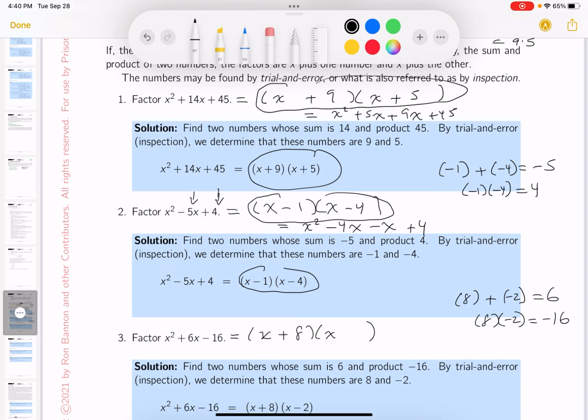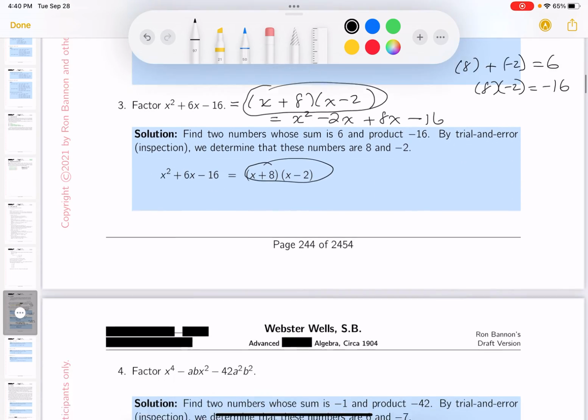x plus 8 and minus 2. I still want to recommend you check it. That's x squared minus 2x plus 8x minus 16. Does it work? Yeah, it works beautifully. Again, we provide the answers for you as well. Let's keep going.